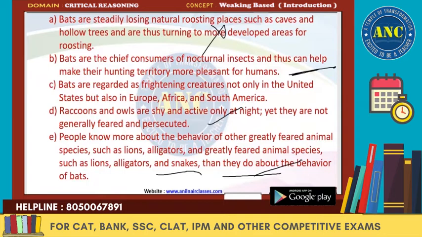The last option C: bats are regarded as frightening creatures not only in the United States but also in Europe, Africa, and South America. Now, this again does not conflict with the group's explanation for the fear of bats in the United States, right? Hence, it has to be option D.